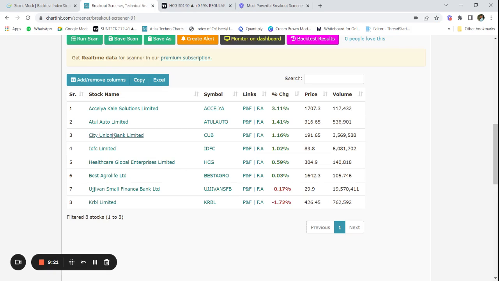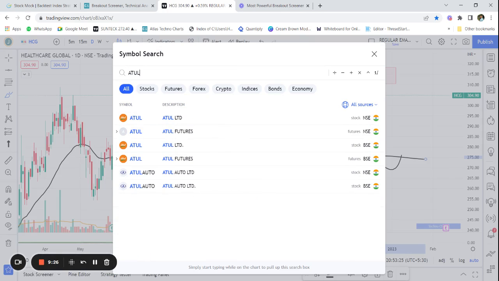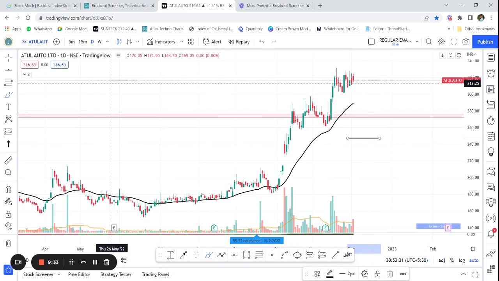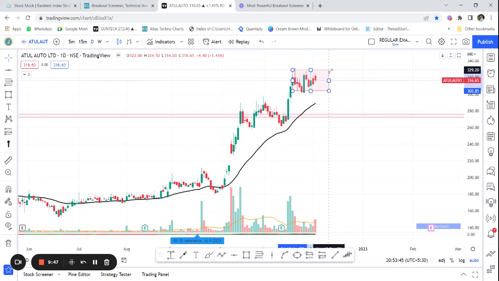Let's look at some other stocks. Atul Auto Limited. If we look at the stock of Atul Auto Limited, as you can clearly see, a very excellent consolidation is happening near the resistance area, and I can clearly see that this is a kind of flag and pole pattern. This is the flag and this is the pole. One can definitely buy above the resistance area of 328 rupees and keep a stop loss near 300 rupees. So this comes to around a 10% stop loss.